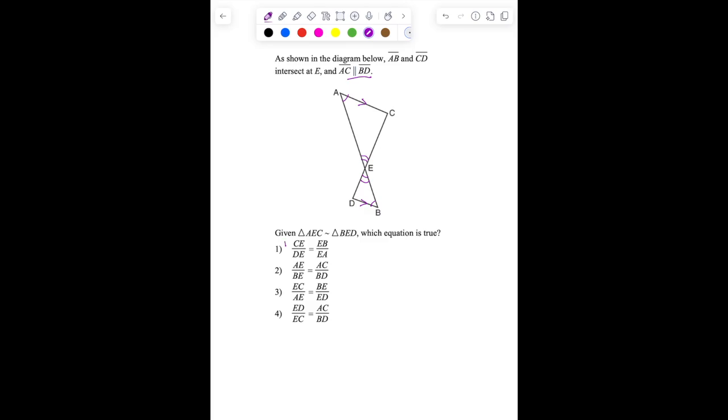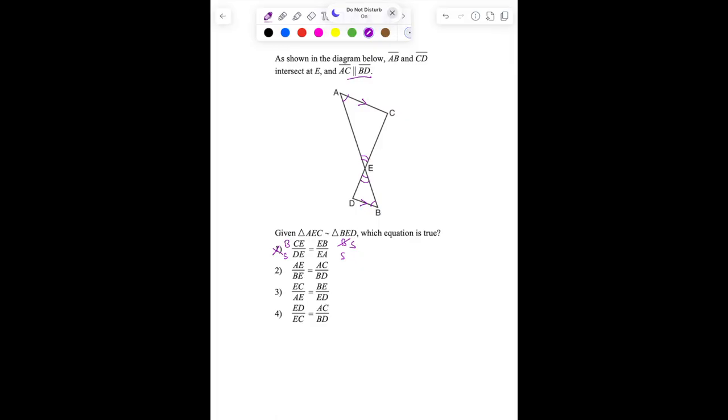So CE is from the big triangle. DE is its corresponding side from the small triangle, so far so good. The other side should be set up the same way, big over small, but unfortunately EB is from the small triangle, so that doesn't work.